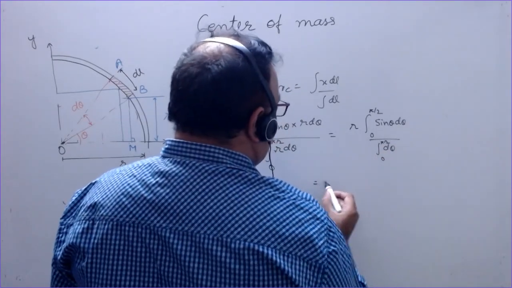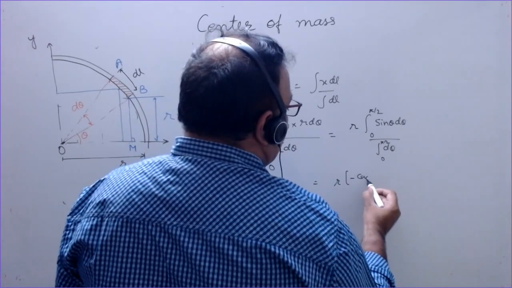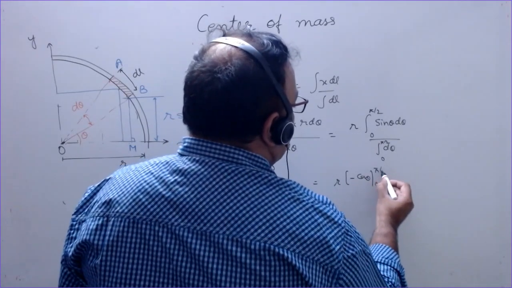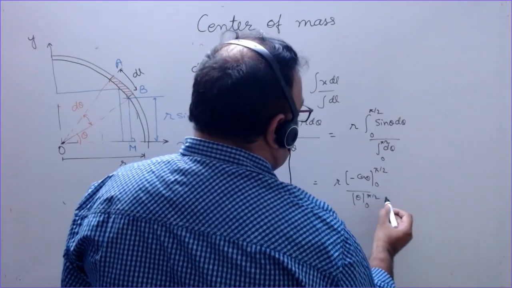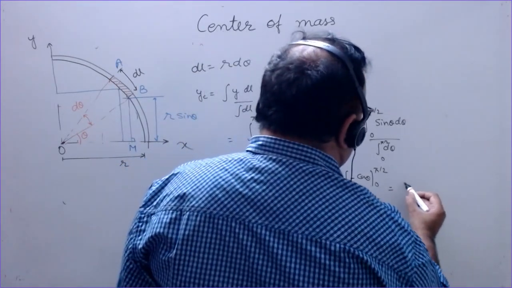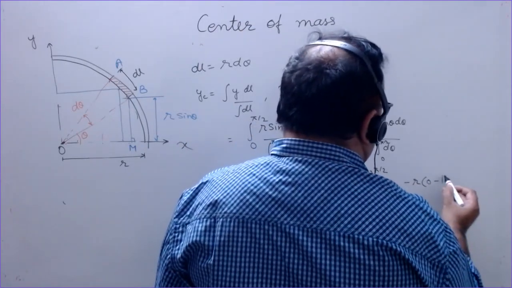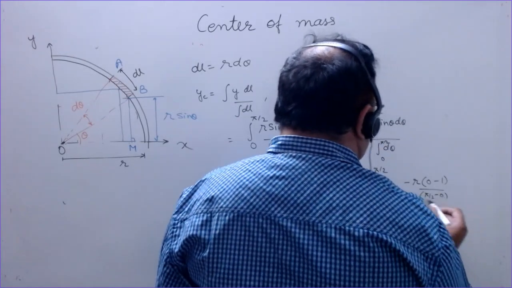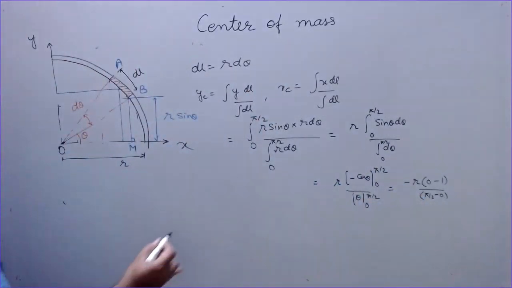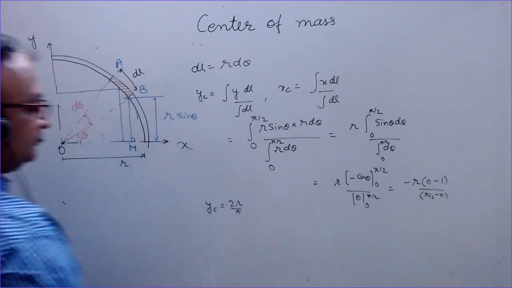So this is equal to minus cos theta divided by theta, which is minus r cos pi by 2, 0 minus 1, divided by pi by 2 minus 0. So yc is 2r by pi.